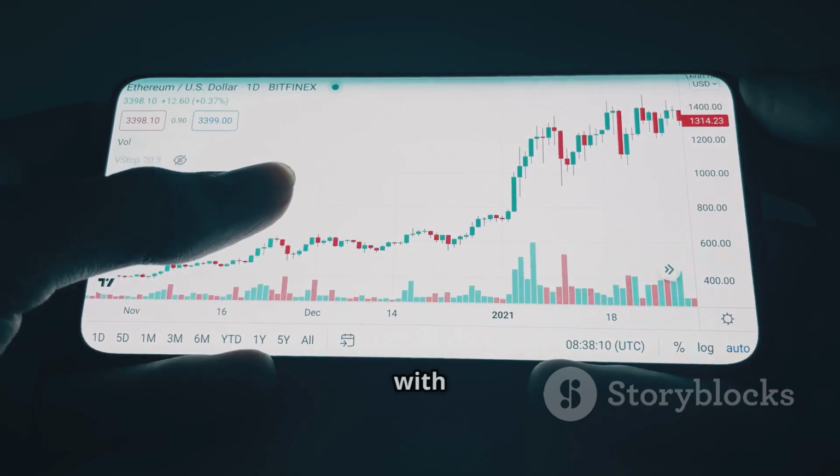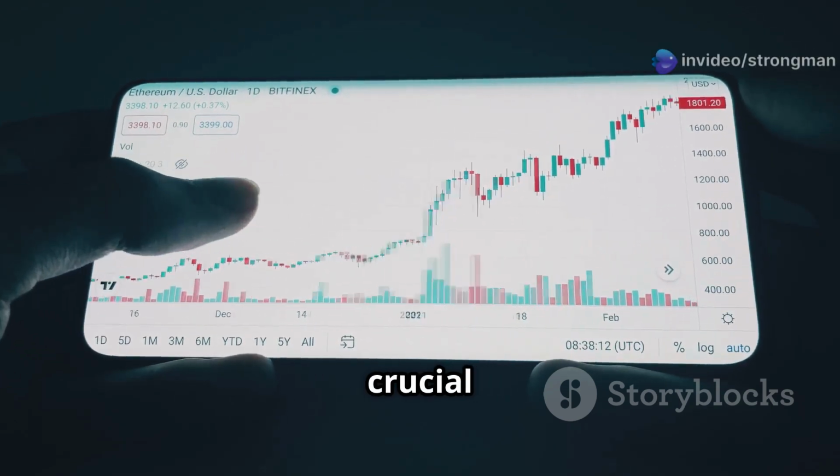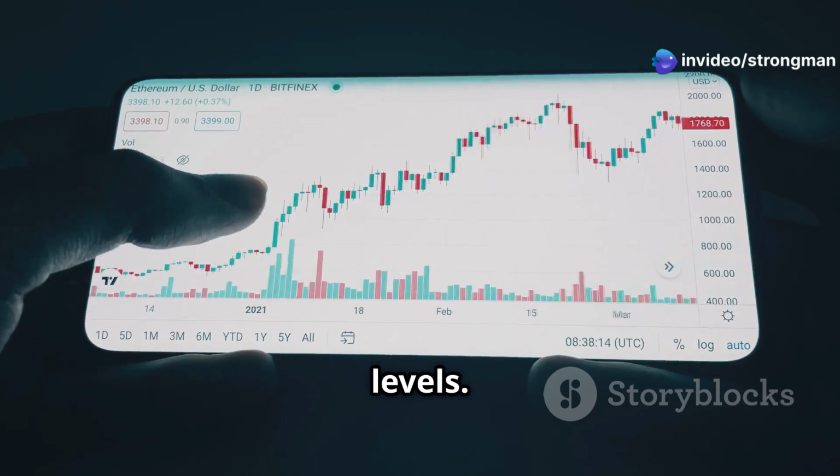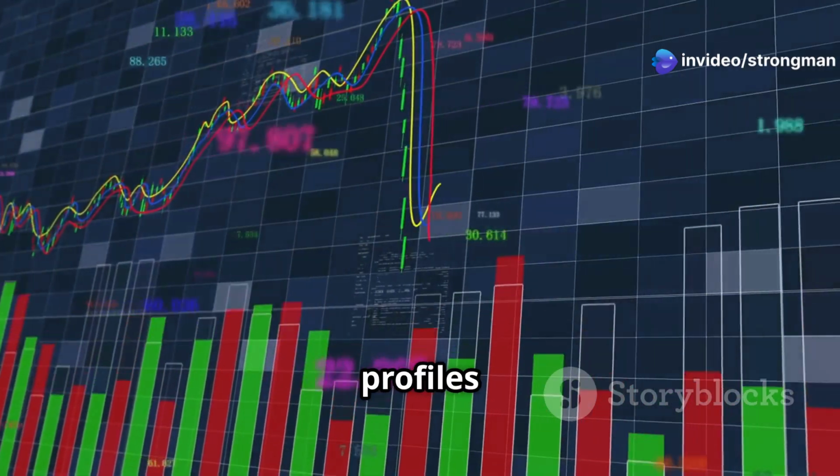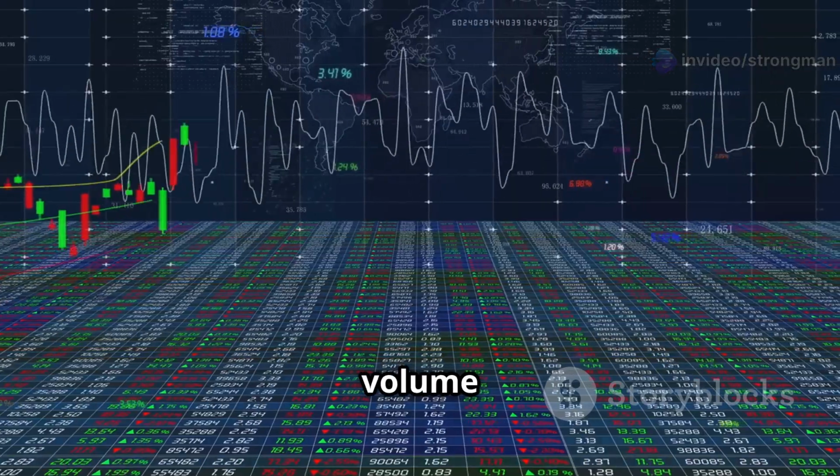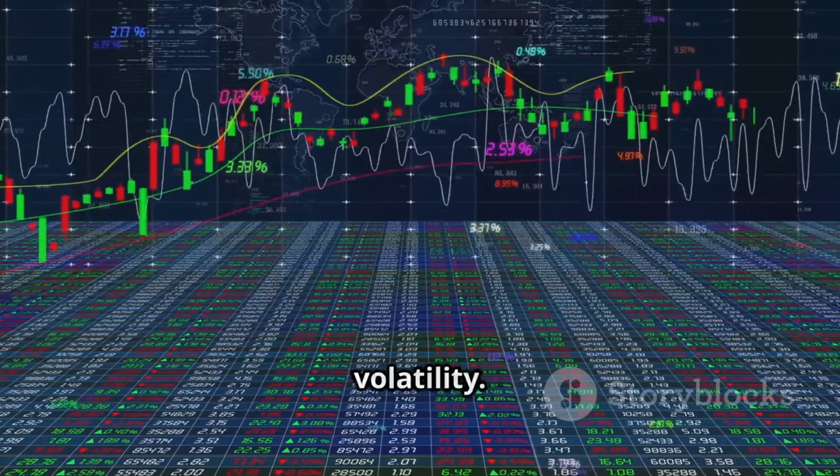These zones, combined with order book analysis, provide crucial support and resistance levels. Pay close attention to volume profiles within these zones. High volume indicates strong interest and potential volatility.